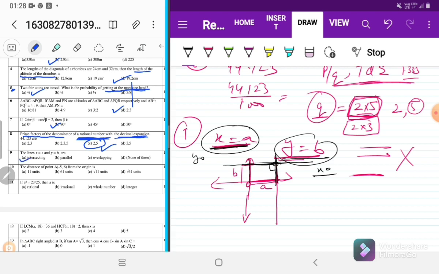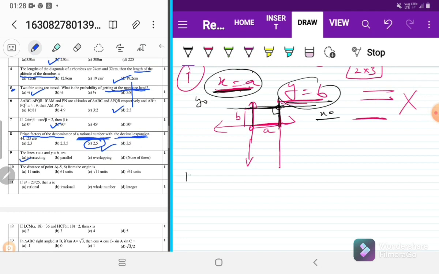Now come to question number 10, our last question for today's video lecture. Find the distance of the point A from the origin. Here the point A is (-5, 6), and from the origin, here is the point O. Origin means both coordinates are 0, 0. So you have to find the distance from point A to the origin.